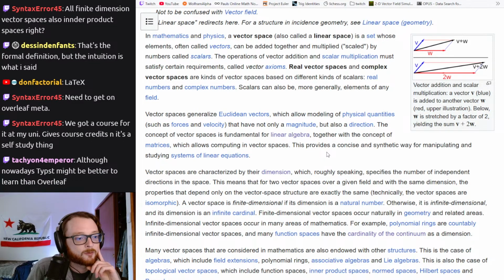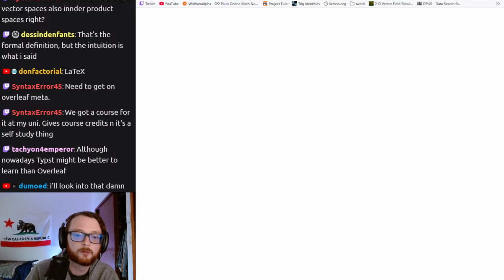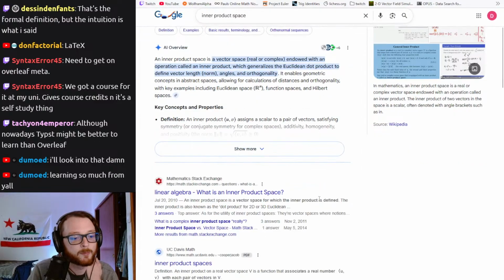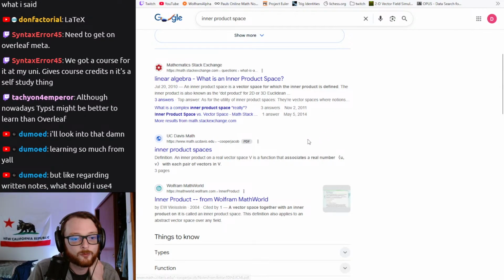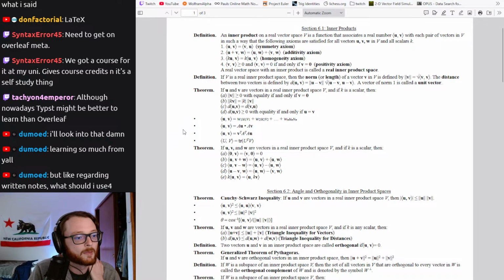All finite dimension vector spaces are inner product spaces. Ooh, I don't know the definition of inner product space. To get on the Overleaf meta. I like it. We got a course for it at my uni. Gives credits. It's a self-study thing. Oh wow, that's cool. I just kind of learned by doing, when I became a research assistant for one of my professors. That's our own definition, but the intuition is what I said.